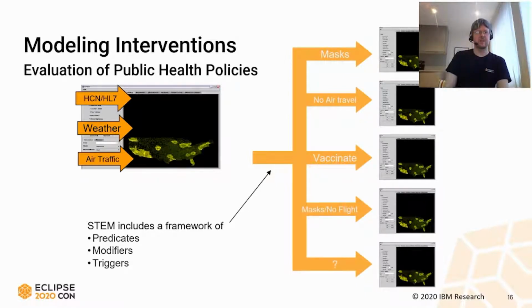Where that doesn't help, or a country or a state is highly affected, there can be air travel bans. Vaccines, as soon as they are available and safe and tested. And you can also combine that. For example, wearing masks and flight bans, which allows to further reduce the spread of the infection. And various combinations of these and additional countermeasures.